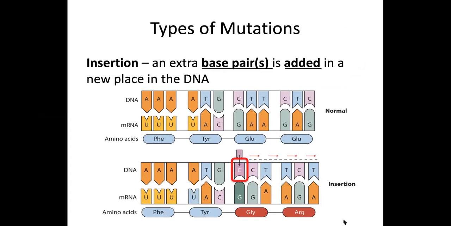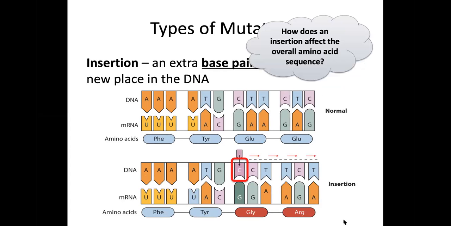All right, the next one is insertion. Once again, it is what it says it is. An insertion is when an extra base pair is added in a new place in the DNA, okay? If you look at the top sequence versus the bottom sequence and we compare these, you will notice there's an extra C because we inserted a C at the bottom. Now, if you were asked a question, how does an insertion affect the overall amino acid sequence, you would tell me that it affects everything after the insertion, okay?